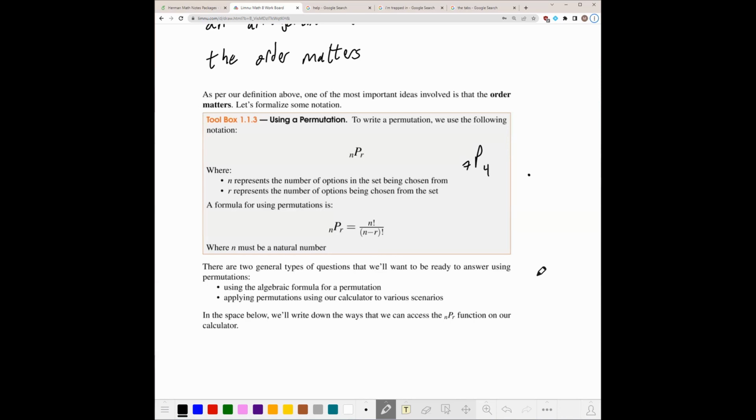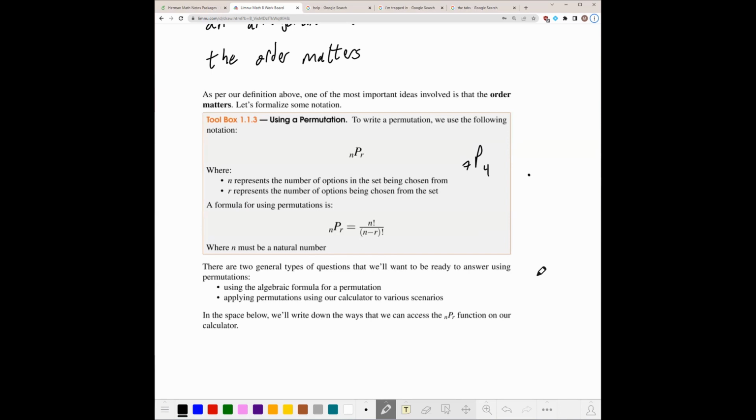We're going to hit math, then we're going to go over to the probability screen. And number 2 is nPr. Now, if your calculator is a lot older, then you're just going to have that nPr show up. You have to write a number before it, then type nPr, then a number after it. The number before is n, the number after it is r.